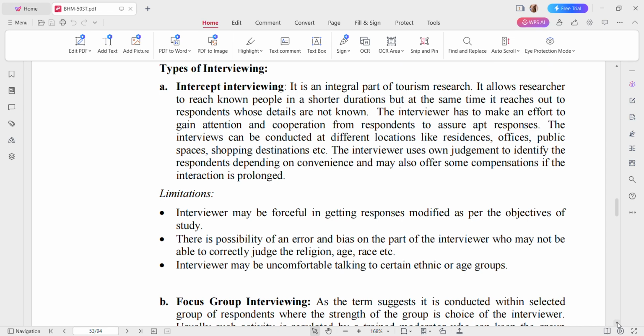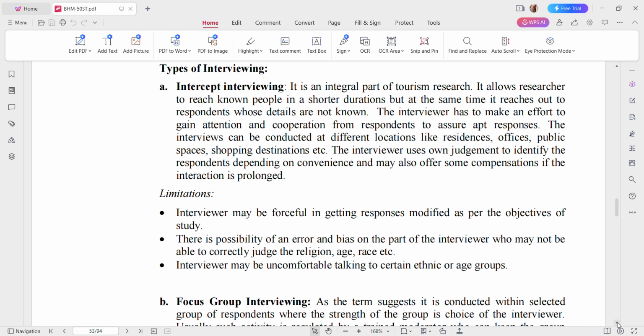Kasi nga, gusto mong makakuha, but the tendency kasi, di ba, pag ambush interview, maraming umiiwas. Kaya minsan nagiging forceful si interviewer. Ito yung limitation din niya, no? There's a possibility of an error and bias on the part of the interviewer who may not be able to correctly judge their religion, age, race, and etc.